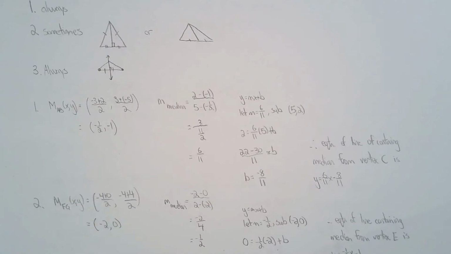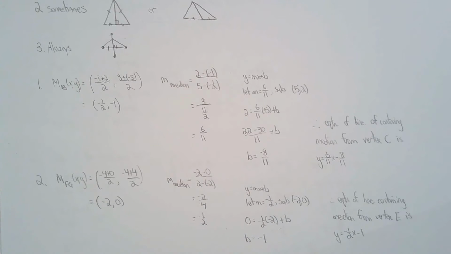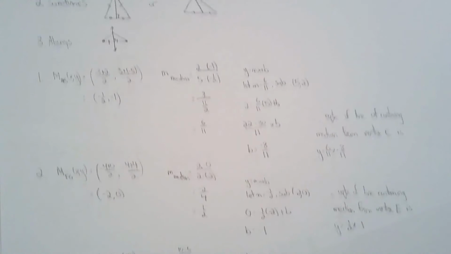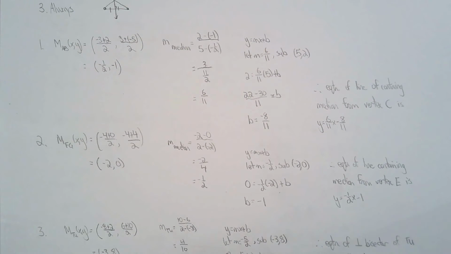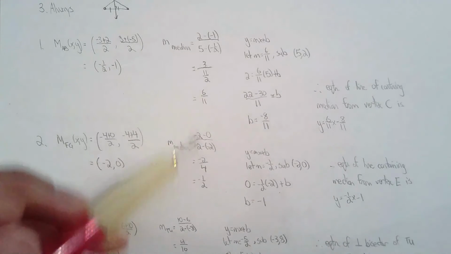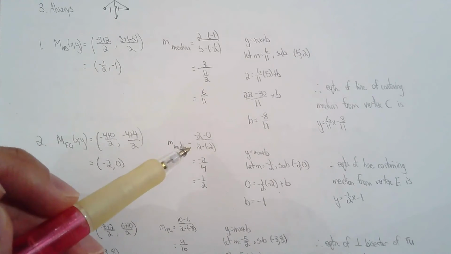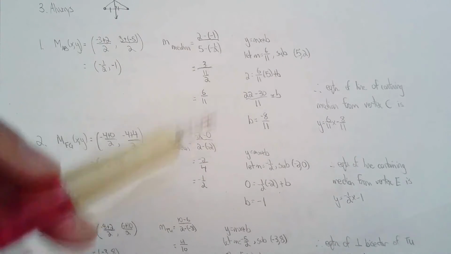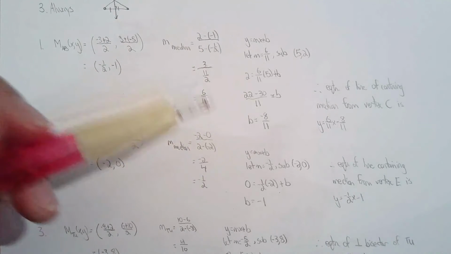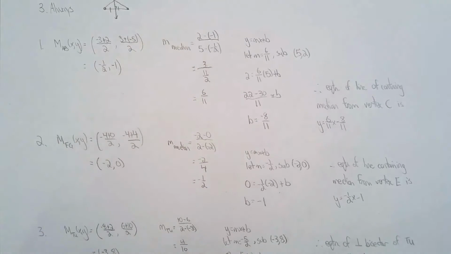For question 1, you're basically finding the equation of the line that contains the median from vertex C. Well, 1 and 2 is the equation of a line that contains the median. So the strategy for 1 and 2 are identical. Find the midpoints, then that will enable you to find the slope of the median. And once you have the slope of the median, you can use either the midpoint or the vertex to solve for the equation of the line.